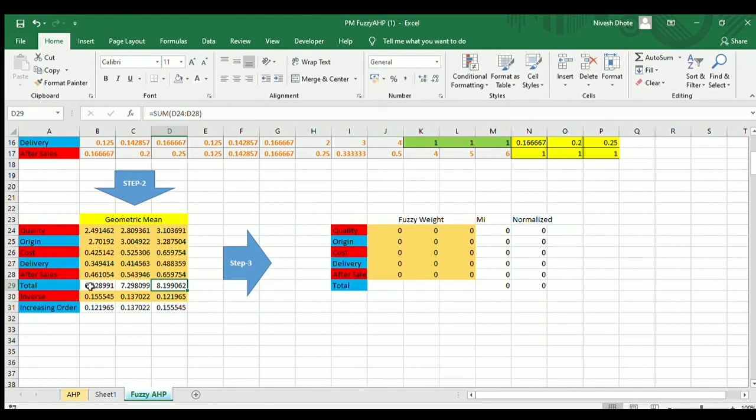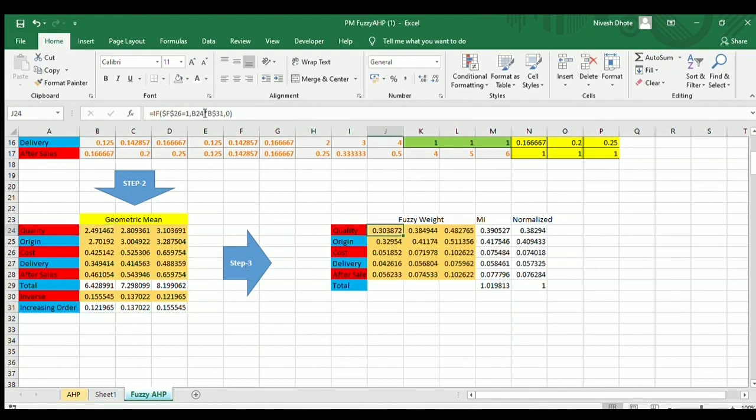Now we will invert the value. So 1 upon B29 is my inverse value. After inverting, we have to reverse the value, or we can say we have to write in increasing order. So 0.12 is the minimum, 0.13 is the median, and 0.15 is the maximum. Similarly, we use the minimum function, the median function, and the maximum function to write all these factors. Now the next step is to multiply this value with this value.